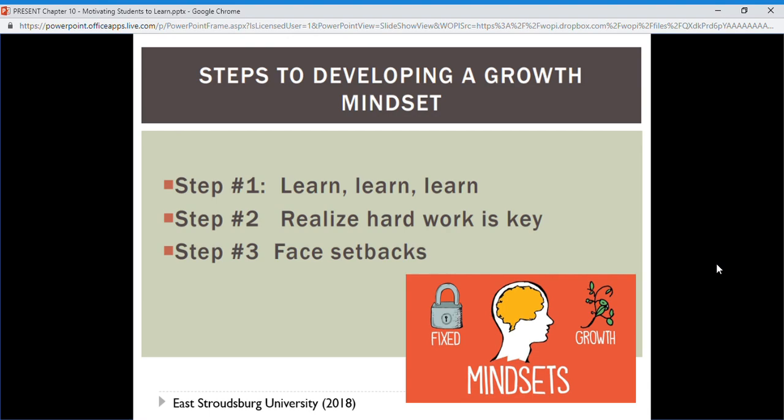These next slides are taken from East Stroudsburg University, and these are short but sweet steps to develop a growth mindset. So you could either apply this to your own life, or you could think about how you could cultivate growth mindsets in your students' lives, since we see from research that growth mindsets are really the ones that encourage continual growth and learning throughout life.